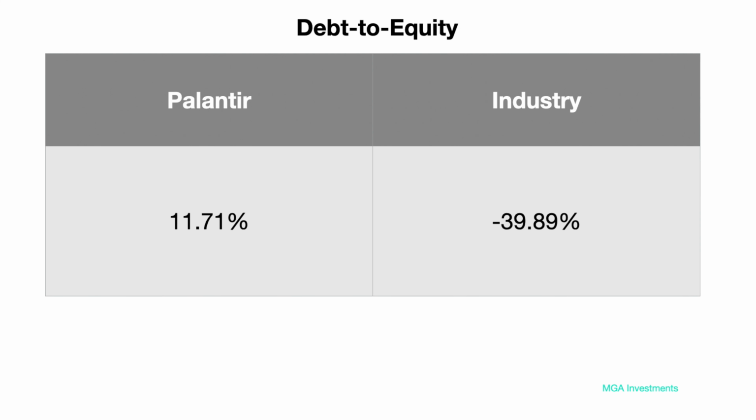Moving on to debt, debt to equity is 11.71% versus an industry average of negative 39.89%. Palantir completed a $400 million debt repayment within the 9-month period ending September 30th, 2021. So as of September 30th, 2021, Palantir had no outstanding debt.